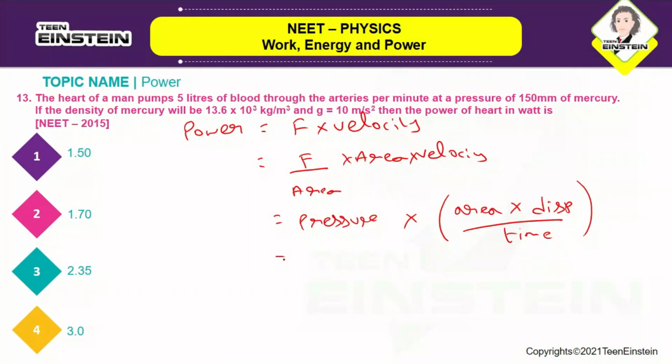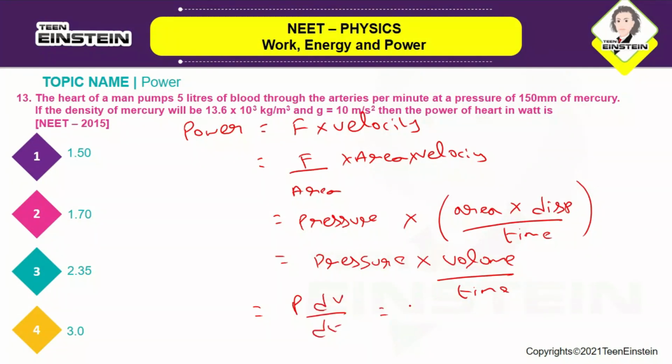Okay, so you know this, so this will become pressure into volume by time. So this will be P dV by dt is equal to H rho g into dV by dt. So here rho is the density, g is the acceleration due to gravity, and H is the height here. And dV by dt is the change in volume per unit time. Here, you are going to substitute all these values, and you will be finding out the total power.